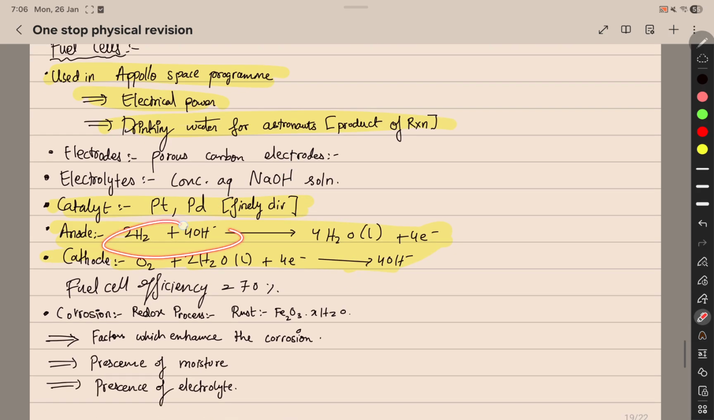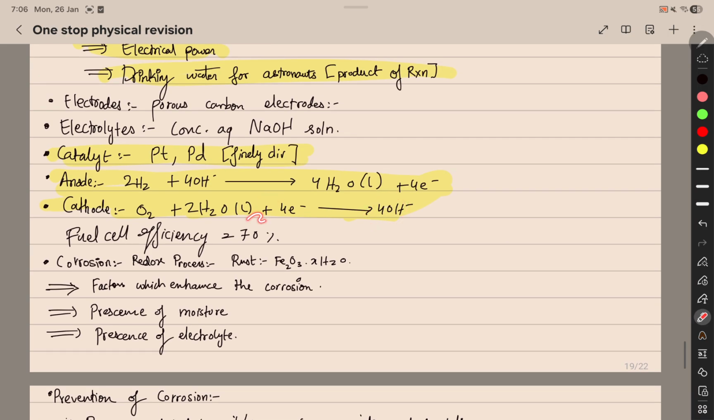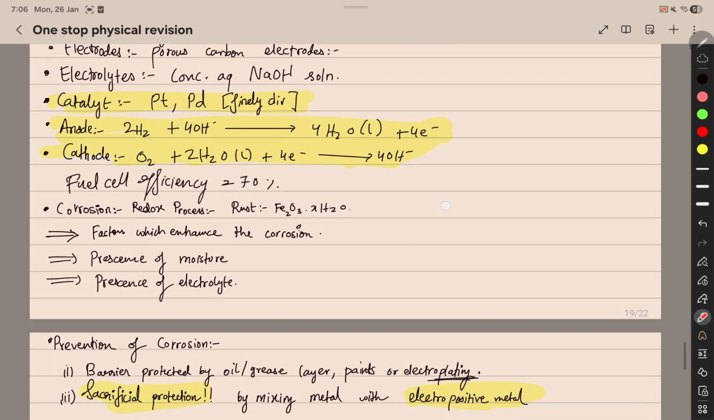Now you have the anode reactions. Just remember, the anode releases water, the cathode releases OH minus. Then you can logic it out. 2H2 plus 4OH minus gives 4H2O. O2 plus 2H2O gives 4OH minus. Like that, and you can say that the fuel efficiency is 70%.